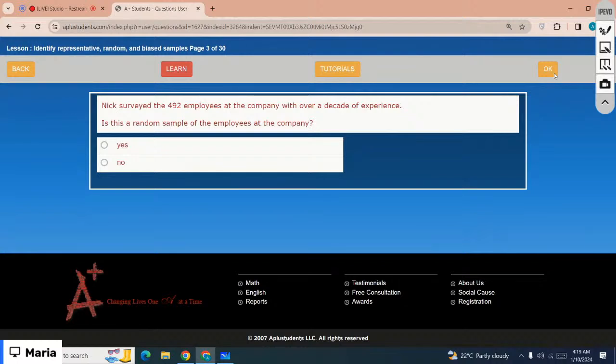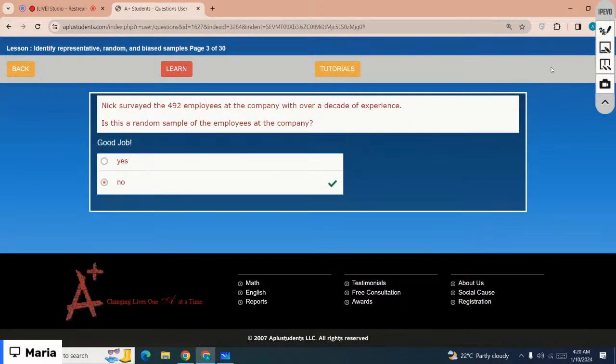He surveyed 492 employees, right? All 492 employees are experienced employees, right? So this isn't a random sample. This is representative data, because they represent a specific group. That specific group is the experienced employees, right? So the correct option is no. This isn't a random sample. Very good.